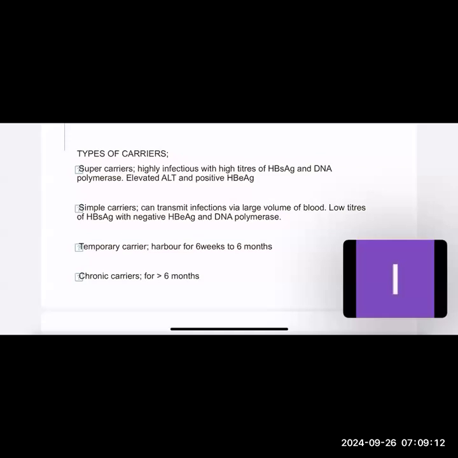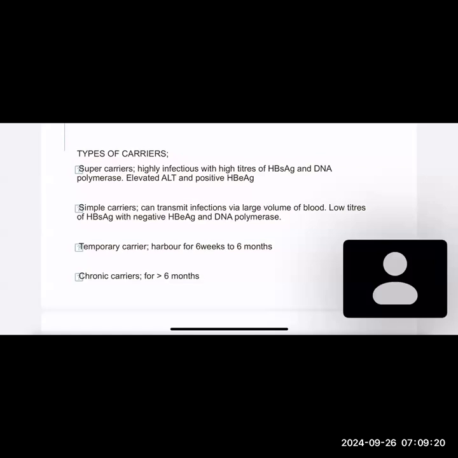And then we have the temporary carriers. Those ones just have the virus for about 6 weeks to 6 months. We also have the chronic carriers who harbor the virus for greater than 6 months. And these are the people that move on to have chronic hepatitis B virus infection.